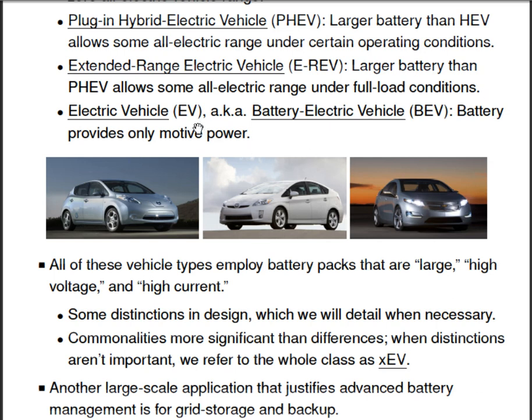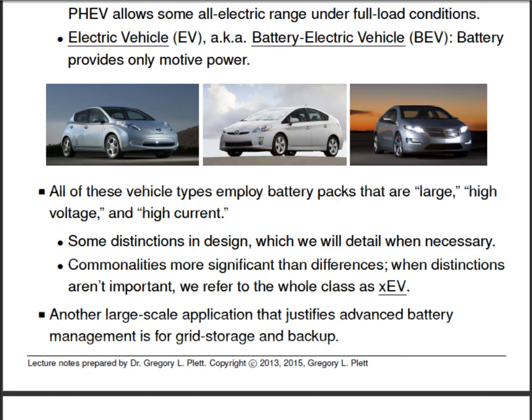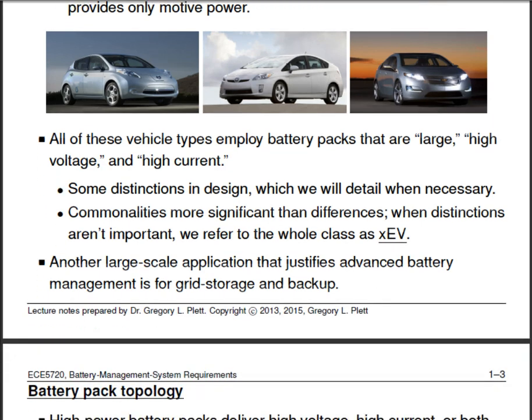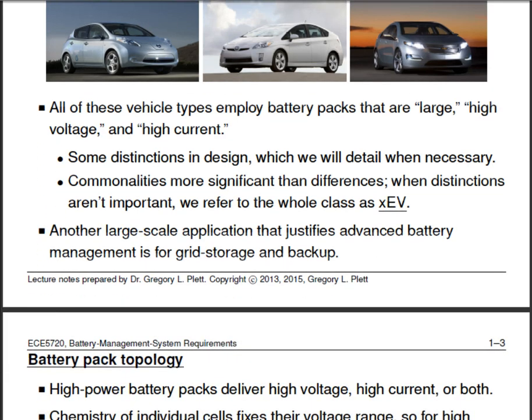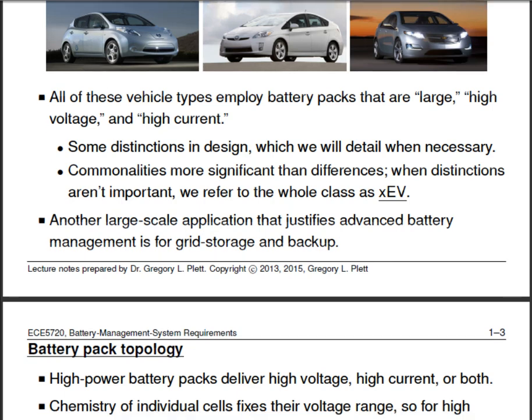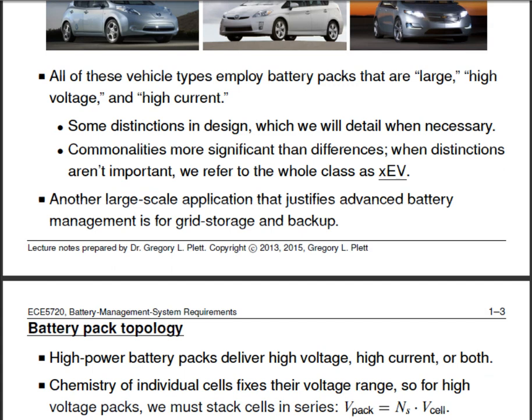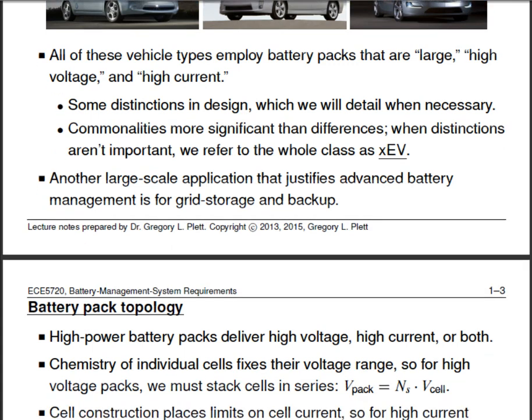EV is electric vehicle, battery electric vehicle, BEV, that is another name. The battery provides the motive power. Motive power means whatever power is required for traction, the battery only provides this. All these vehicle types employ battery packs that are large, high voltage and high current. So all these batteries are supplying a huge amount of power, that means high voltage, high current. There are some distinctions in design which we will detail when necessary. So other than large, high voltage, high current, there are some other details also. Whenever the discussion happens, it will be explained.